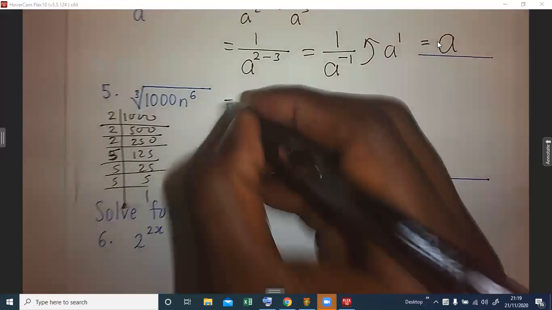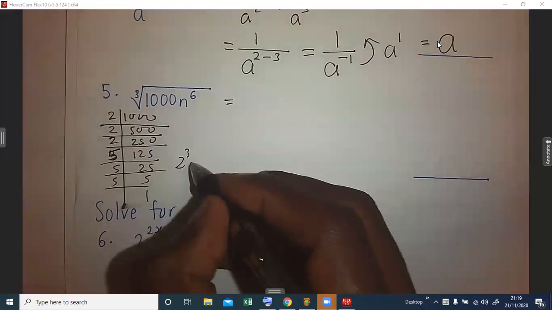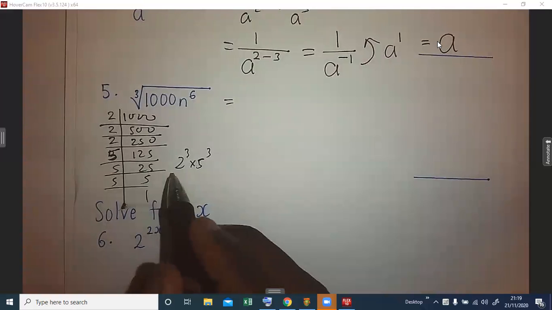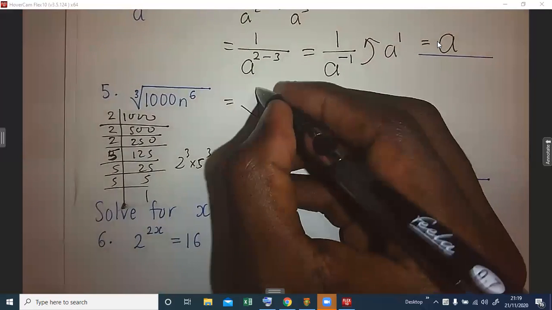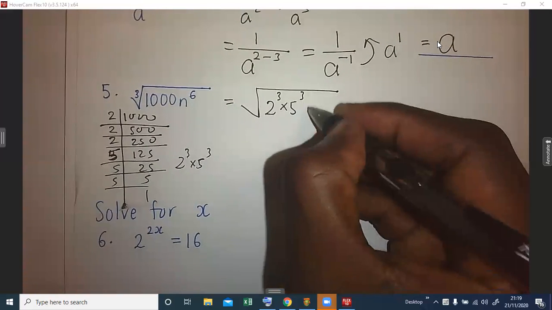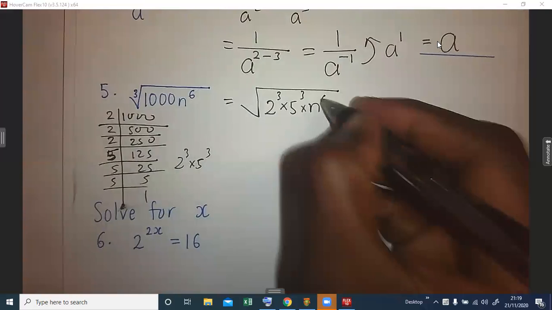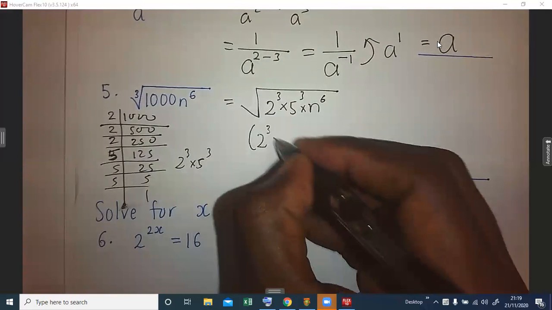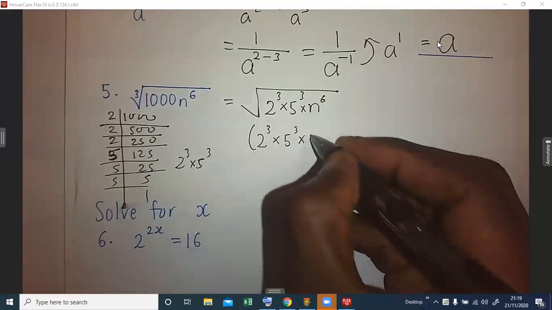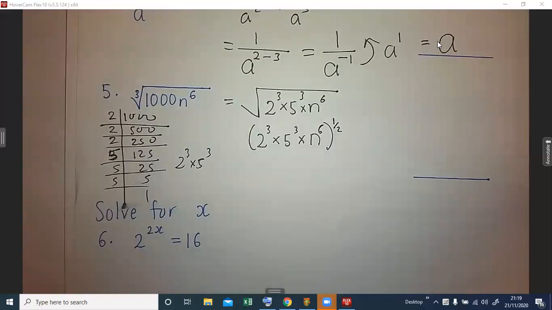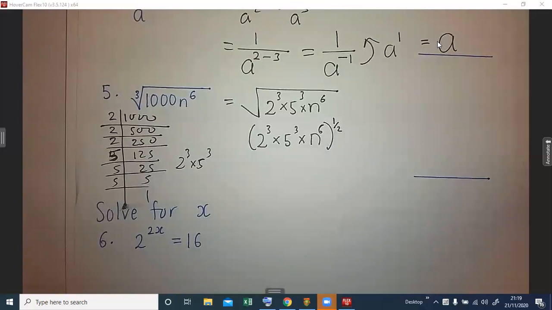So when you look at this question properly, it will be 2 power 3 times 5 power 3 here. So I have written this number as its product of prime factors. So I go to the question and I write 2 power 3 times 5 power 3 times n power 6. So next step, I remove the square root and I keep the power 1/2, because as we said, one of the rules, we remove square root and keep a fraction power.